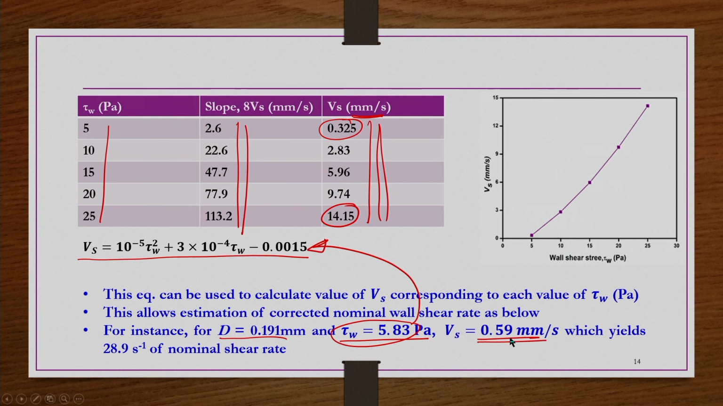mm per second. Then you get 8V minus Vs by d, because V you already got. So, that 8V minus Vs by d, you will be getting 28.9 second inverse. Like that, for all the values of tau w, you have to find out the corresponding Vs, and then the corresponding 8V minus Vs by d for all capillaries of different diameters. So, that is what we get now here.